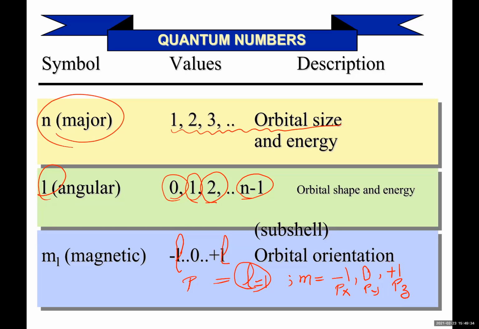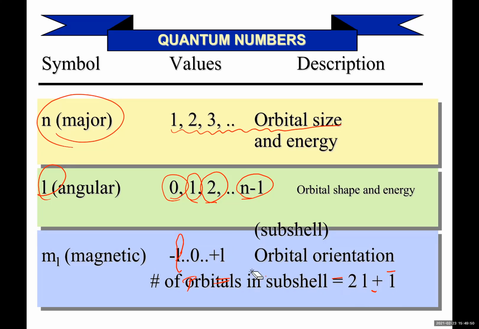Remember, the p orbitals are perpendicular together. They are on the y-axis, x-axis, and z-axis. So the total number of orbitals is 2L plus 1. L was equal to 1. 2L plus 1 is 2 times 1 plus 1, which is 3. For L equal to 1, you have got 3 p orbitals.